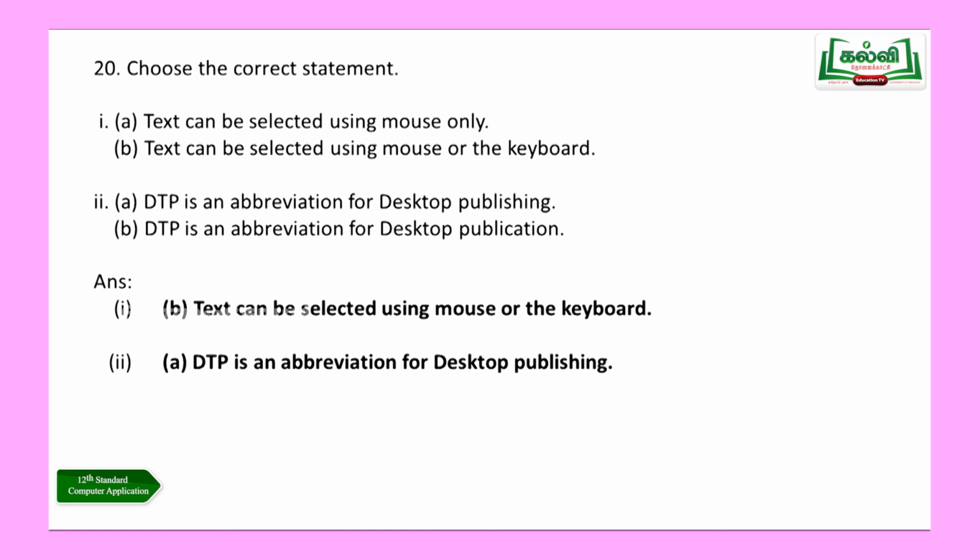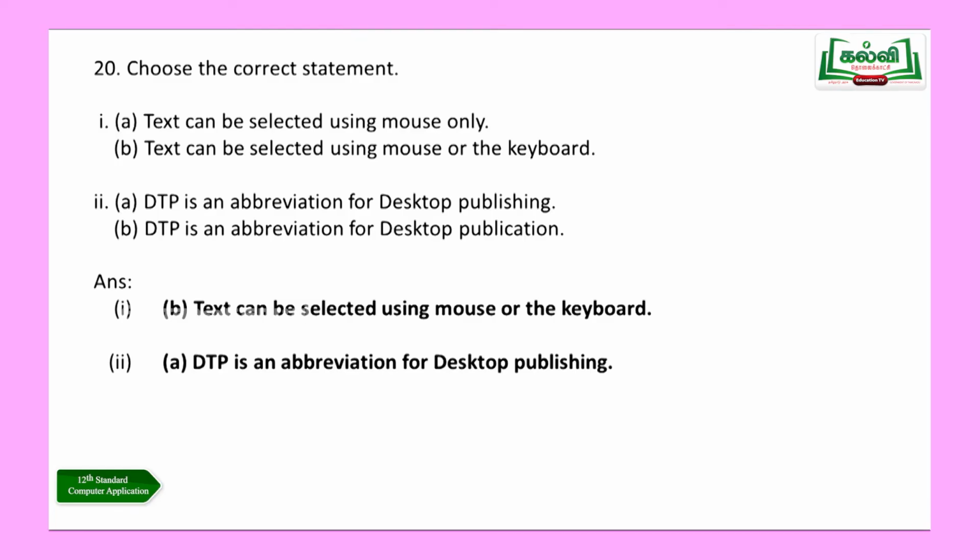You can use the mouse, point at the text, hold the left button and drag it. You can select the text using the mouse like that, or you can use the keyboard movement keys: up, down, left, right. Using those movement keys, you can select the text also. So the answer for the first question is B. Text can be selected using mouse or the keyboard.